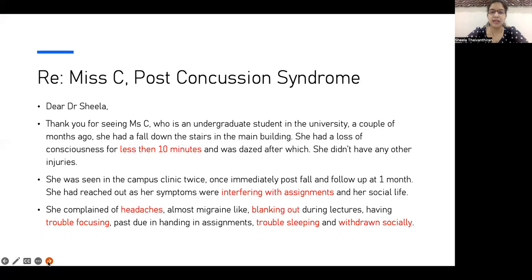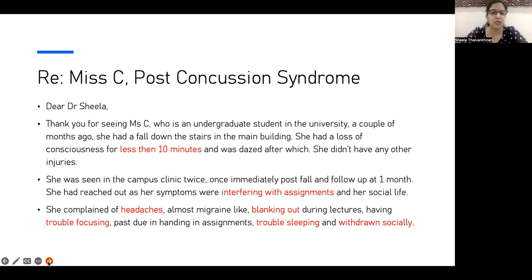So I'll start off with a letter written by a GP who was managing a campus clinic in a local university. It starts off with a reference for Miss C, who's had post-concussion syndrome. He writes, "Dear Dr. Sheela, thank you for seeing Miss C, who's an undergrad student in the university. A couple of months ago, she had a fall down the stairs in the main building.